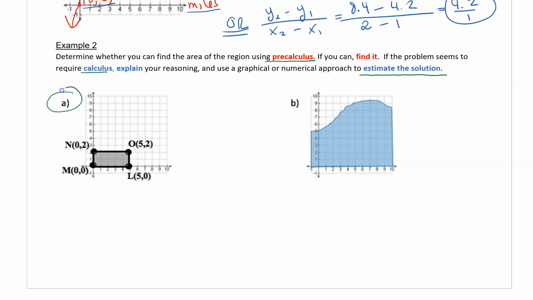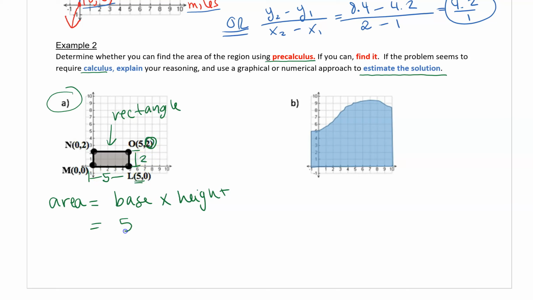So look at part A. It's asking us to find the area of what looks like a rectangle. That is a shape that we have an area formula for from geometry, so no calculus would be needed. We would just use the area of a rectangle formula, which is base times height. I can tell from the coordinate here that this would have a base of 5, and from the y coordinate there it would have a height of 2. So this would just have an area of 10 square units. So that was just using pre-calc, or geometry rather. I didn't need any calculus for that because all of the edges were straight.